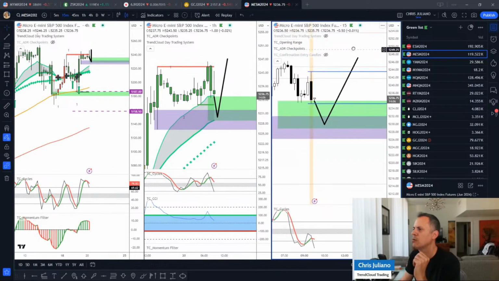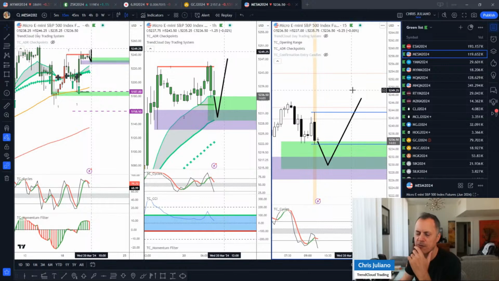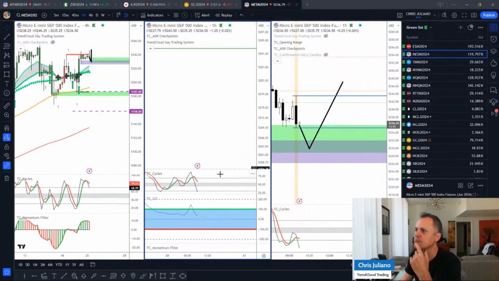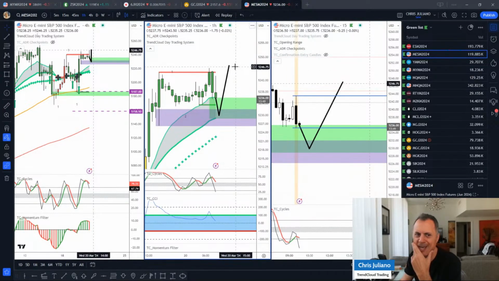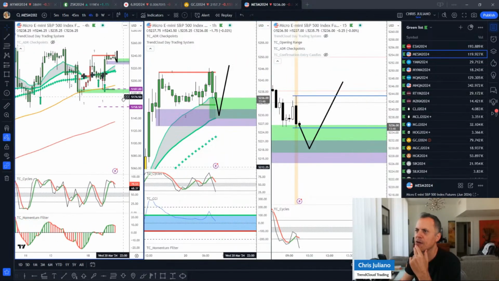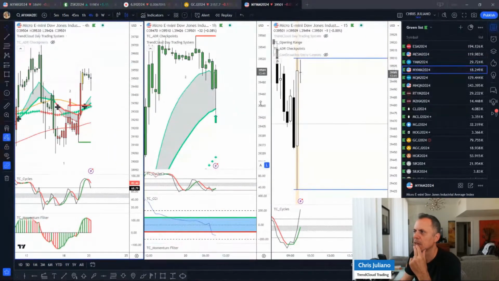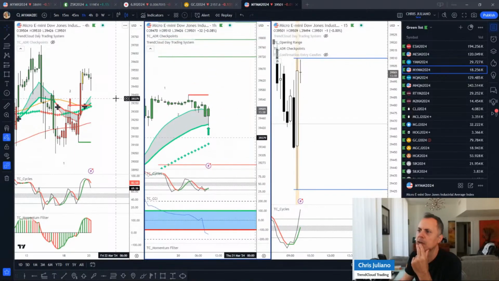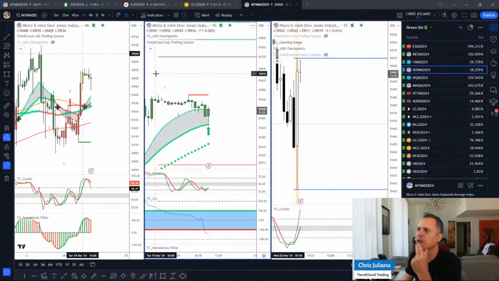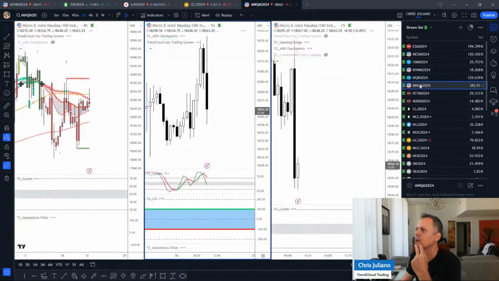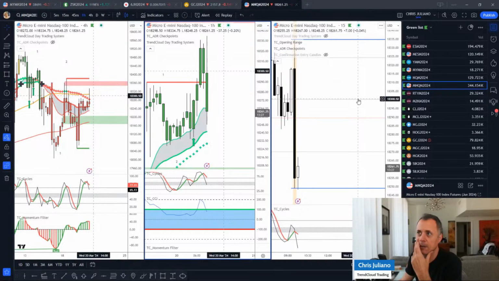ADR checkpoint, all the way up there, right? This thing has not moved very far. So there is a potential. Wow, ADR checkpoint way up there. This thing has not moved very much at all. Kind of just going sideways here. It's probably like that on all of the indexes. Same thing on the Dow. Same thing on the NASDAQ.